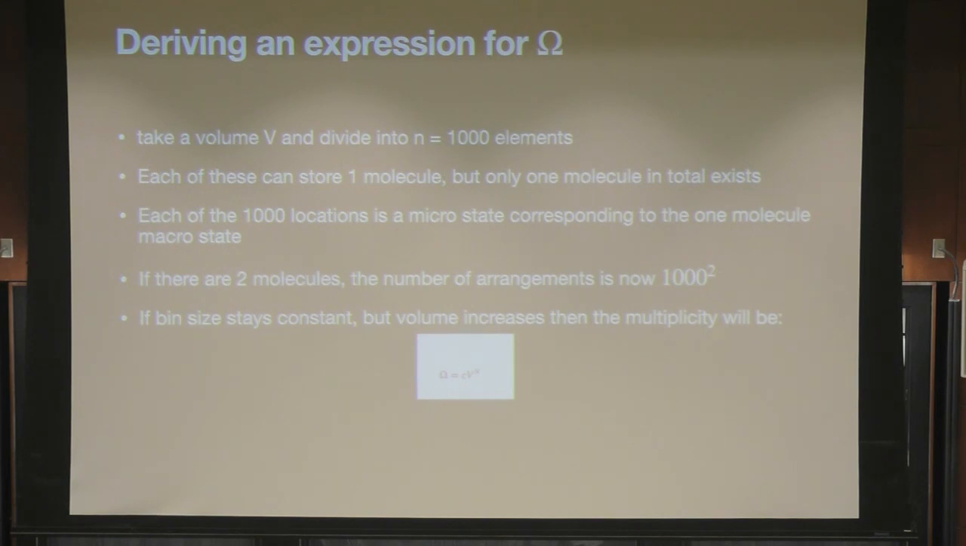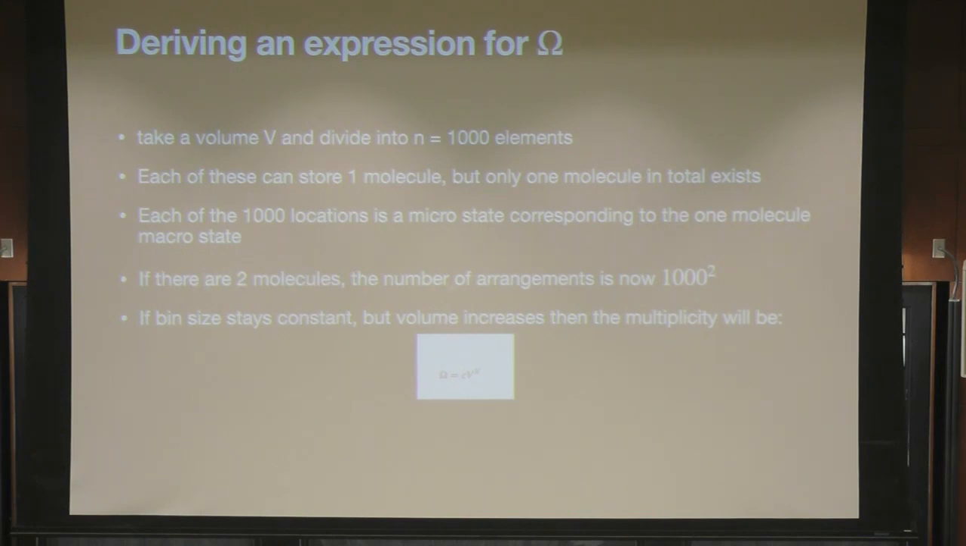Okay. And so what's the microstate? The microstate is, it's in this box. No, it's in this box. So each one of those are separate microstates. And the macrostate is the property of just having one molecule somewhere. So each of the 1,000 locations is a microstate corresponding to one molecule, the one molecule macrostate.